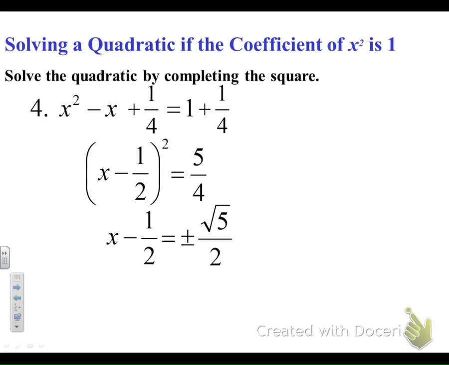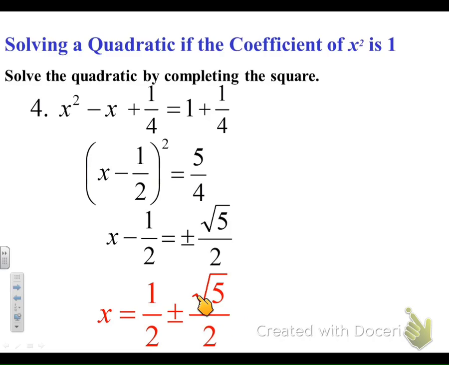x minus 1/2 equals plus or minus, wait a second. Square root of this fraction, I don't know the square root of 5, so I just write it as square root of 5. Square root of 4 does become 2. And don't forget your plus or minus. Now the last step is just add a half to both sides. So x is going to equal 1/2 plus or minus square root of 5 over 2. And since I don't want to plug all this in the calculator, I'm just going to write it as 1/2 plus or minus root 5 over 2.